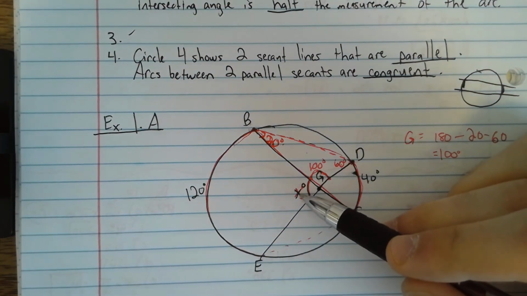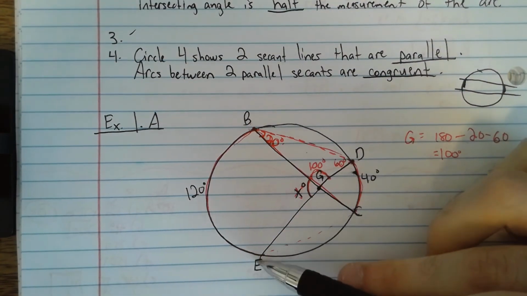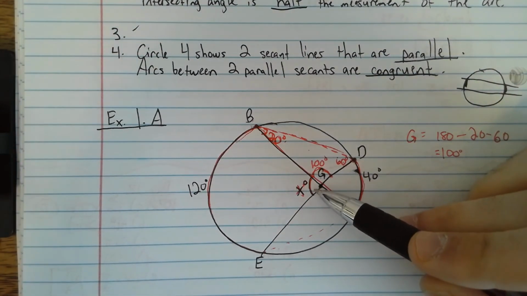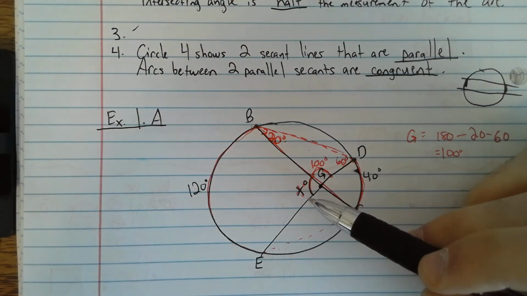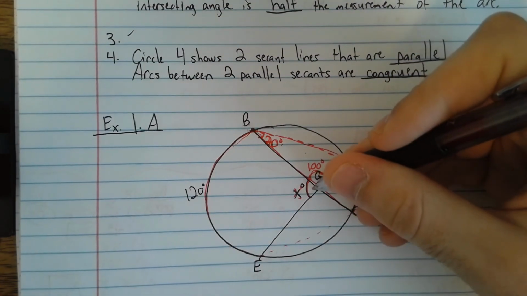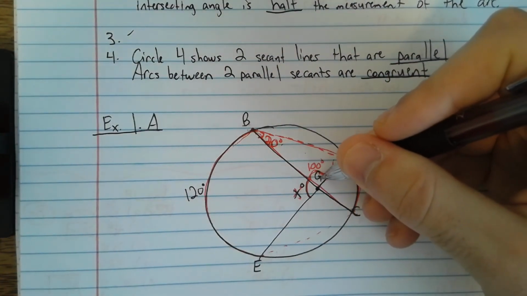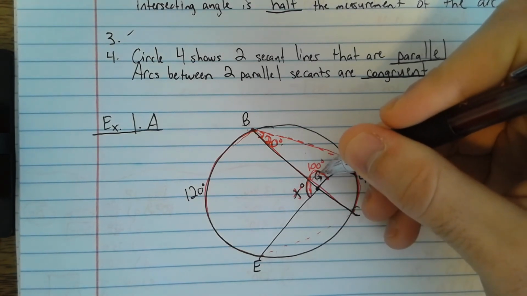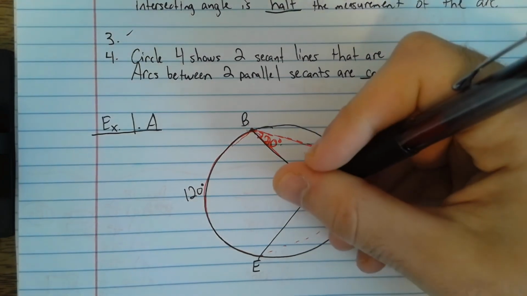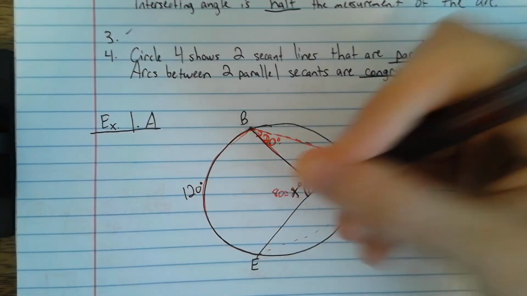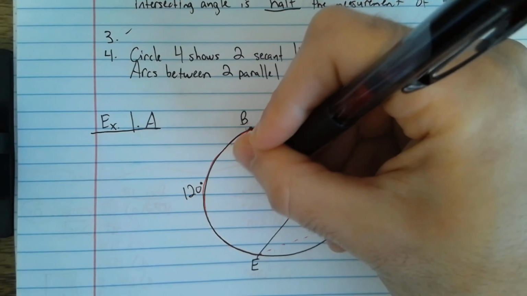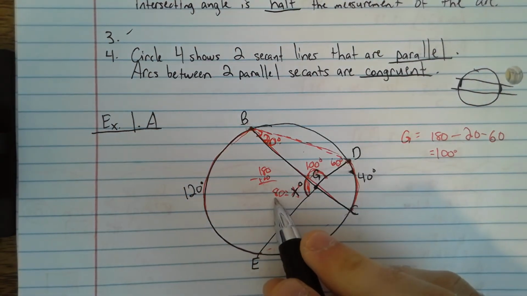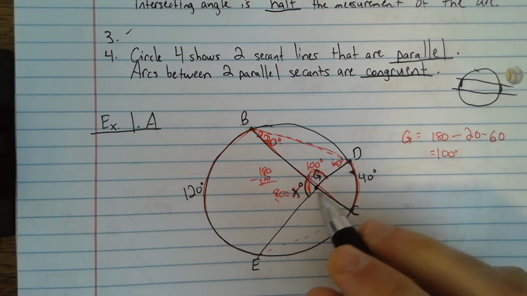How do we get to X? Well, we know that this is a straight line going all the way across here. Straight lines equal 180 degrees themselves. So if this part is 100, this part, X, is going to be 180 minus 100. X is equal to 80 degrees. 180 minus 100 is equal to 80, and this is 180 because straight lines are 180.